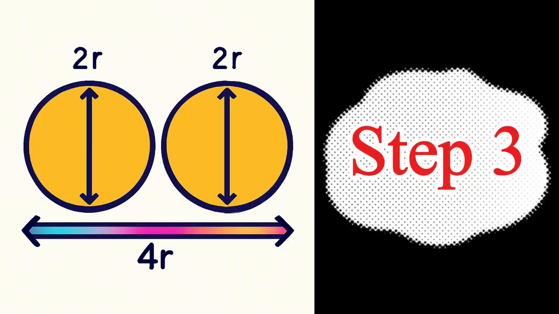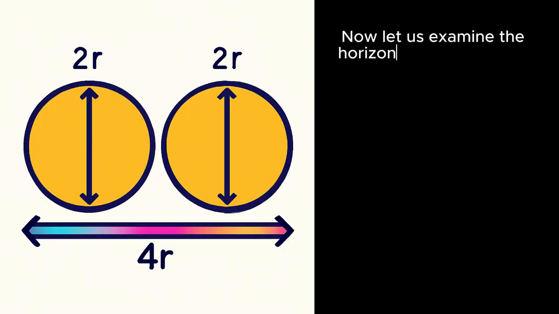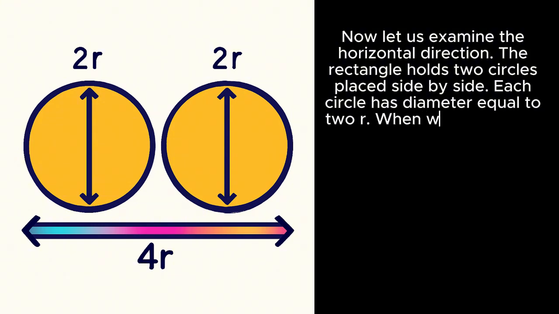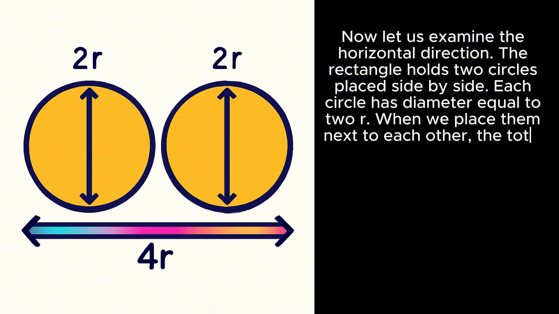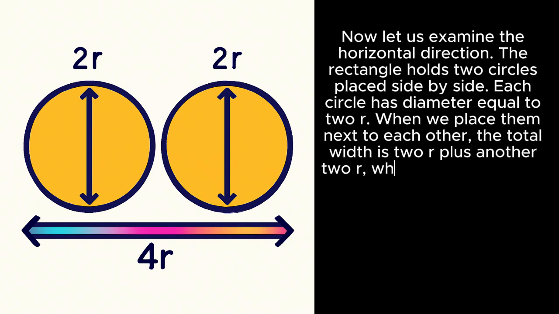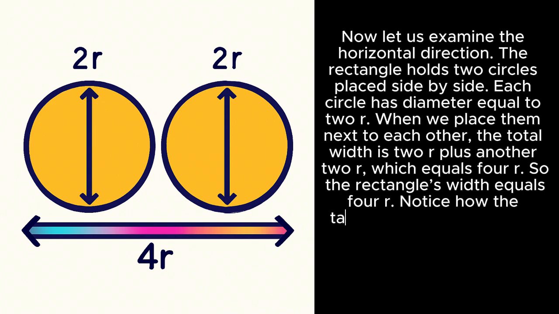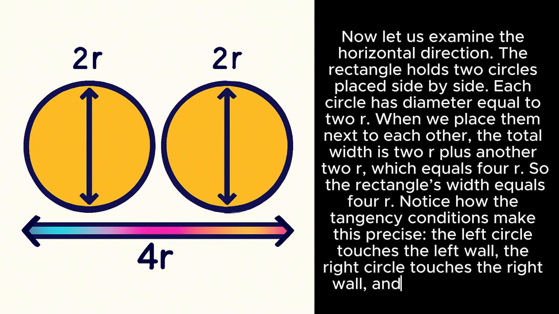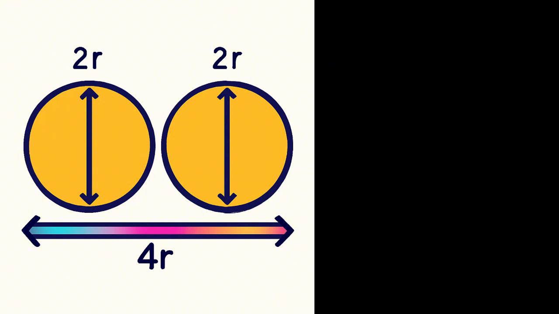Step 3. Now let us examine the horizontal direction. The rectangle holds two circles placed side by side. Each circle has diameter equal to 2r. When we place them next to each other, the total width is 2r plus another 2r, which equals 4r. So the rectangle's width equals 4r. Notice how the tangency conditions make this precise. The left circle touches the left wall, the right circle touches the right wall, and they meet in the middle.